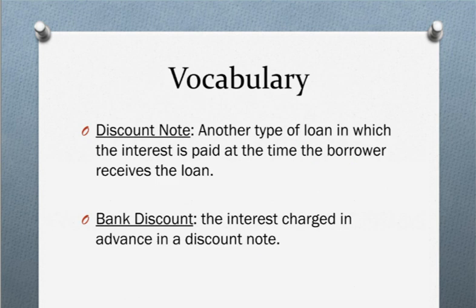Okay, a couple other things. We're going to talk about what's called a discount note and a bank discount. A discount note is whenever you pay the interest right up front. In fact, if you go to borrow $1,000, they don't actually give you $1,000. They'll say, "Oh, there's a little processing fee, or you've got to pay the interest right now, and so instead of $1,000, we're just going to give you like $930, but you still have to pay back 1,000." Okay, so this is called a discount note.